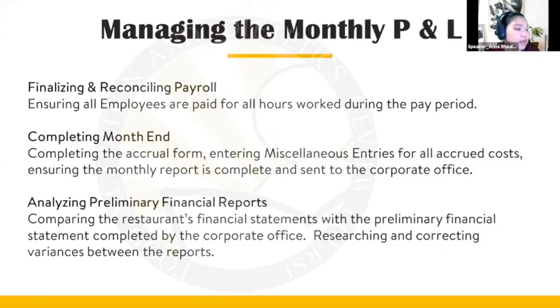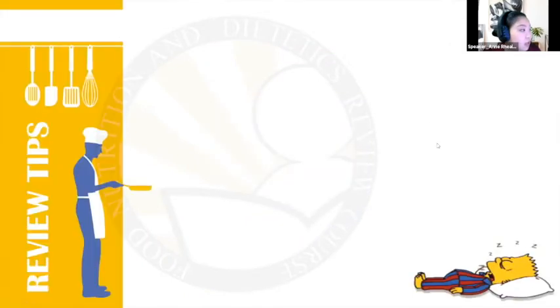So, comparing the restaurant's financial statements with the preliminary financial statements completed by the corporate office. From the point of view of the head office, they also have financial statements, and that is based on all of the records that they receive. So as a manager, you have to analyze all financial reports and make sure that there will be no variances, or if there are variances, you have to support them with documents. Yeah, so those are the roles of the general manager.